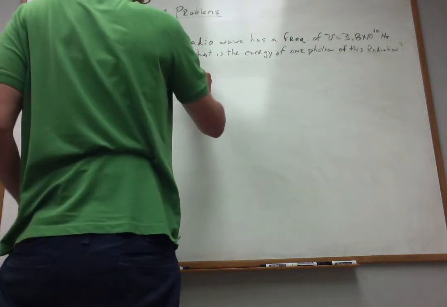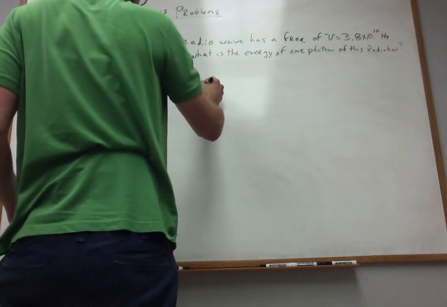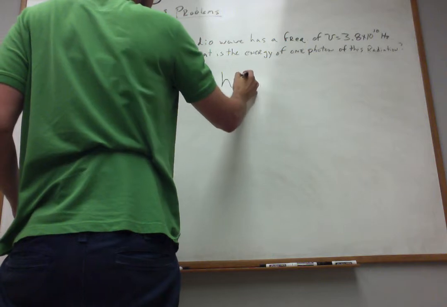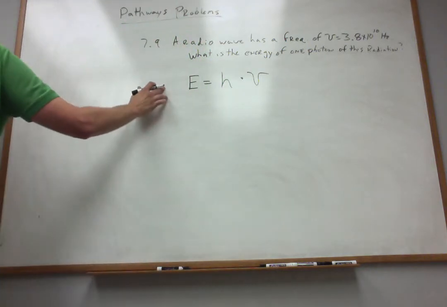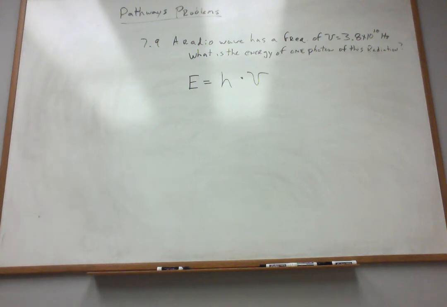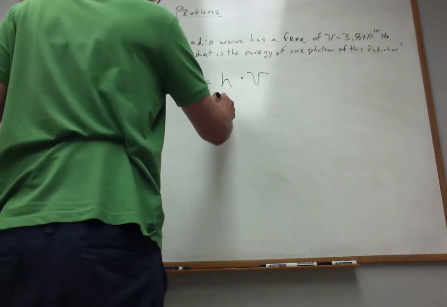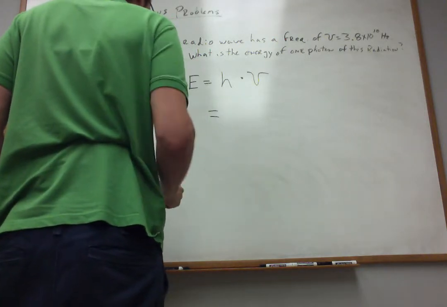When you're faced with a problem like this, there's basically one pretty simple way to solve it, okay? You go to this equation. E, the energy of a photon, is equal to h, which is called the Planck's constant, multiplied times the frequency of the radiation of interest. So energy is directly proportional to frequency through the Planck's constant relationship, okay?